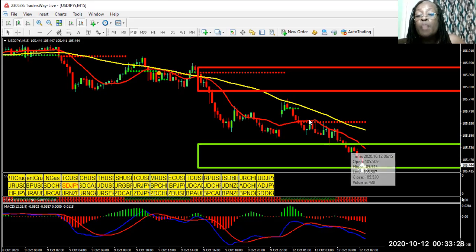Where's price? Price is under the 50, which is in seller's territory. It's under my 13. It's in seller's territory. And we have good space between the two moving averages, signifying strong volume, right? We are still in an overall sale.